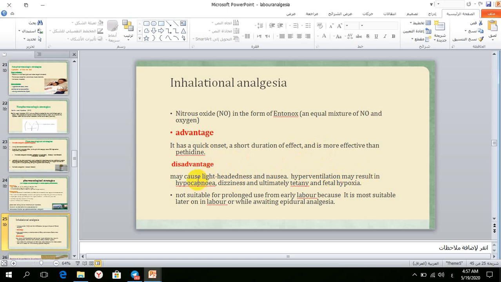Hyperventilation may result in hypocapnia, dizziness, and ultimately tetany and fetal hypoxia. Not suitable for prolonged use from early labor because it is most suitable later in labor or while awaiting epidural analgesia. يعني ما يصير احنا نستعملها prolonged use من بداية الليبر أنطيها للمريضة.